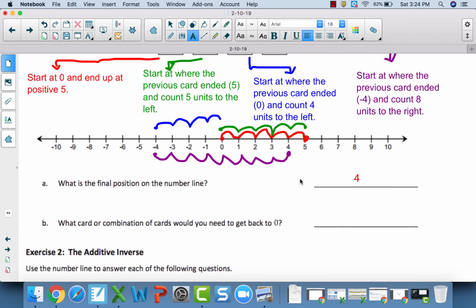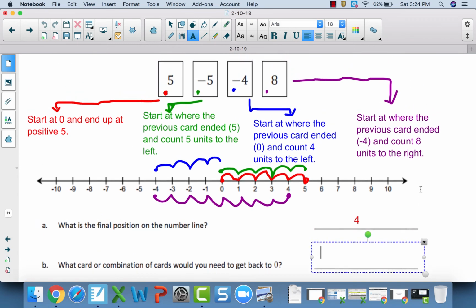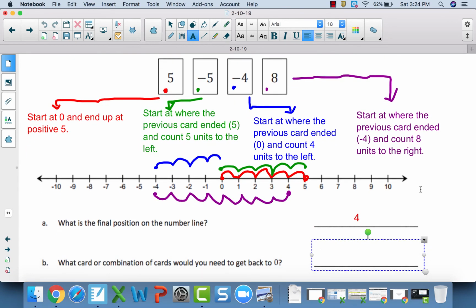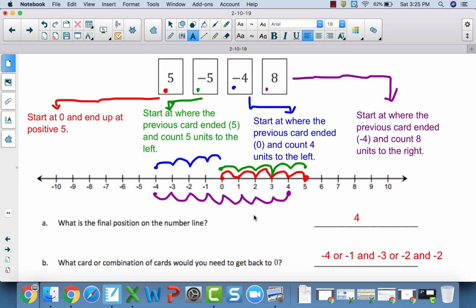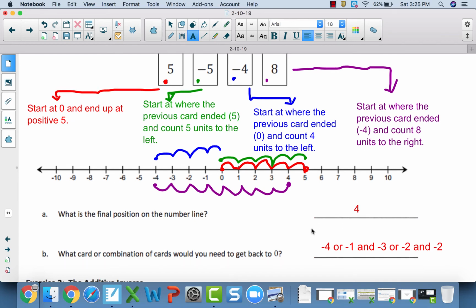What card or combinations of cards would you need to get back to 0? We end up at positive 4. So what would you need to get back to 0? You would need a negative 4. Or you can combine and make it negative 1 and a negative 3. Or you could do negative 2 and negative 2 back to back. All of those would get you back to 0, okay? Because if you're at 4, you need negative 4 in order to get back to 0, or some combination that would add up to negative 4.